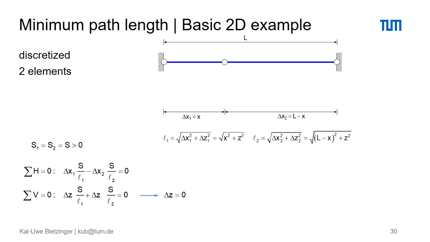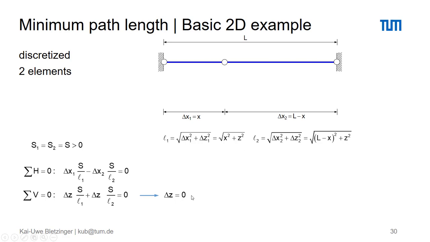We can start with the second equation. There you see that the S is positive in tension. The lengths are positive. So we have here a positive number and here a positive number. And if we multiply both these numbers by the same value delta Z, then the sum can only be 0 if the delta Z is 0. That means we have immediately found the optimal geometry, which is the straight line.